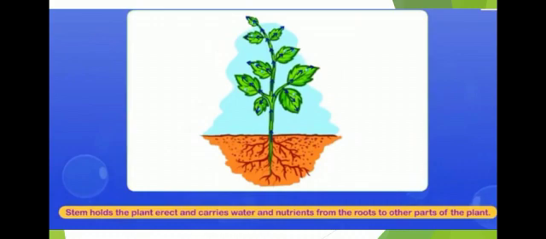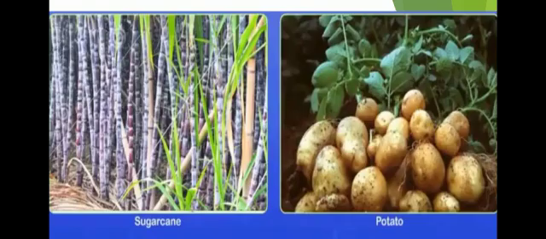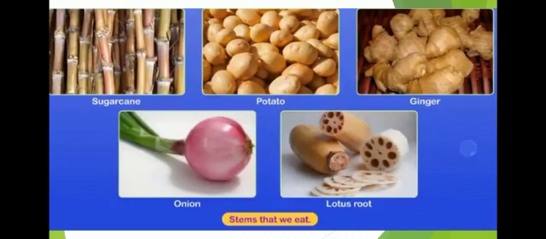The stem holds the plant erect and carries water and nutrients from the root to the other parts of the plant. The main function of the stem is to support the whole plant. Herbs such as coriander and mint have thin and weak stems. The banyan has a very strong and thick stem. Some stems store excess food in them. Examples: sugarcane, potato, ginger, onion and lotus root.